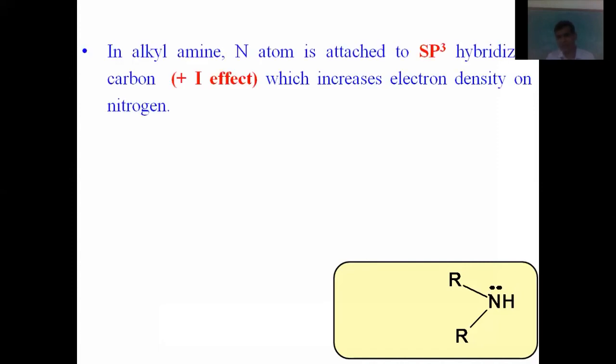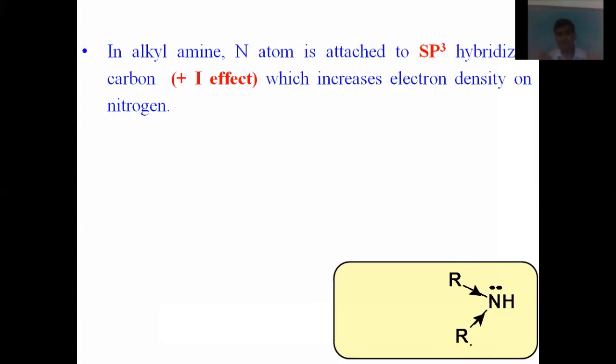Now, what about the aliphatic amine? In aliphatic amine, nitrogen has a lone pair of electrons. But that nitrogen is attached to two alkyl groups, meaning it is attached to sp3 hybridized carbon. Both the carbons are sp3 hybridized. And if the carbons are sp3 hybridized, they show the plus I effect, meaning there is an electron donating inductive effect. That bonded electron pair is just pushed towards nitrogen. This electron pair is also pushed towards nitrogen. This is called electron donating inductive effect.